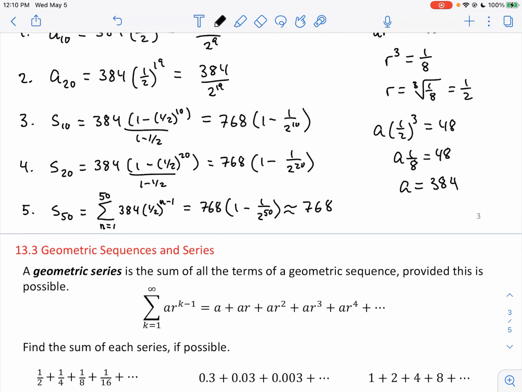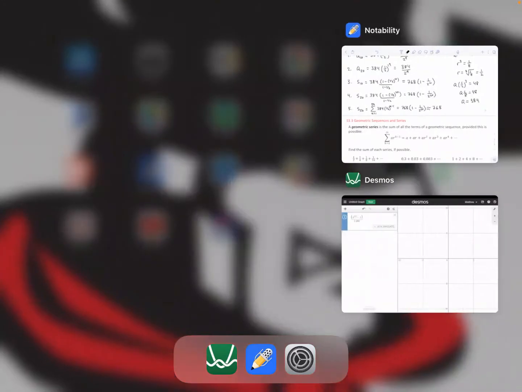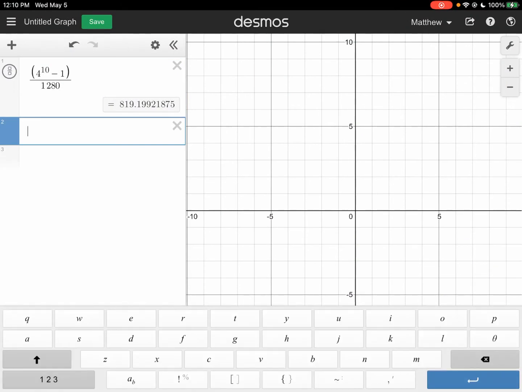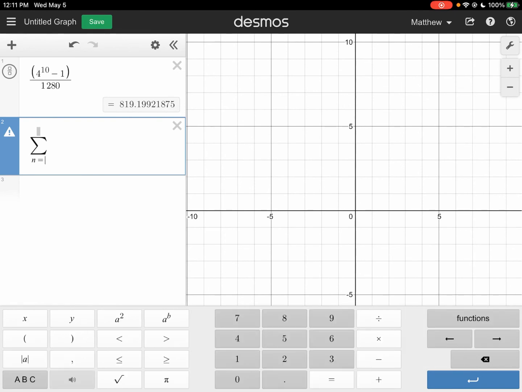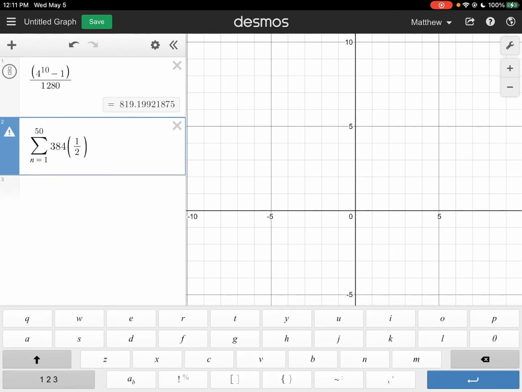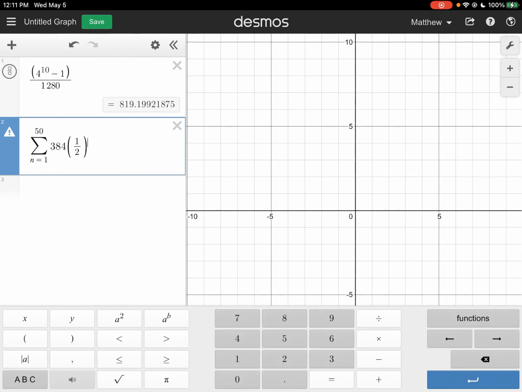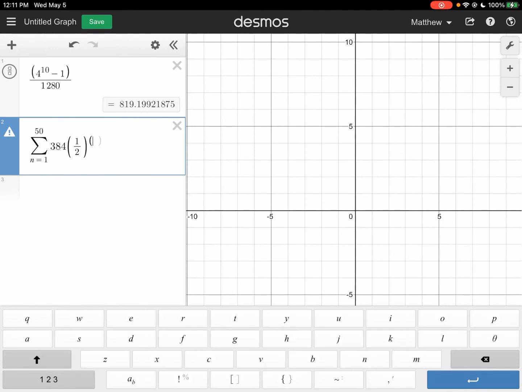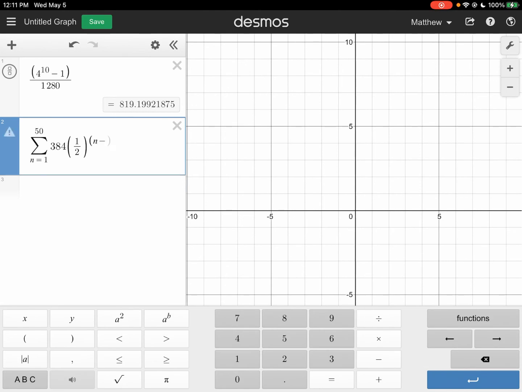Let's do the last one first using technology. So back to Desmos. You can just type in the word sum, S-U-M, and it'll make a summation notation. We'll go from n equals 1 up to n equals 50. And we had a 384 times a 1/2, and that needs to be raised to the power of n minus 1. You can use n, k, i, whatever letter you put in the bottom left as the index of summation. Just make sure you use that letter as well. I'm going to use parentheses for the exponent, so we can type in n minus 1.